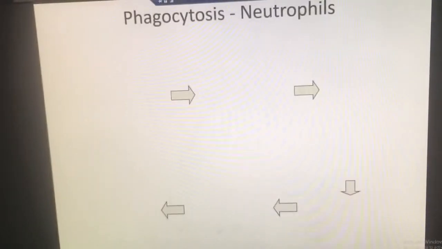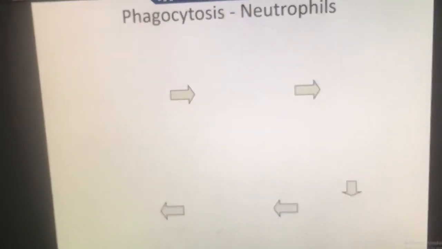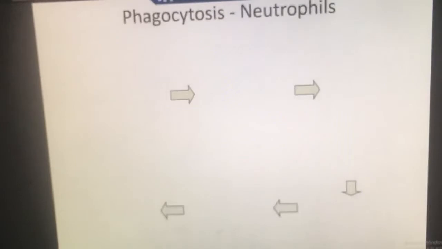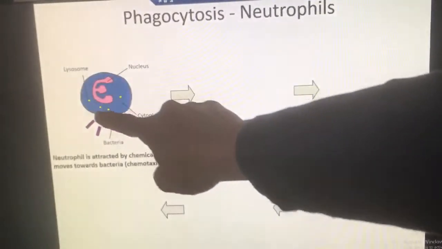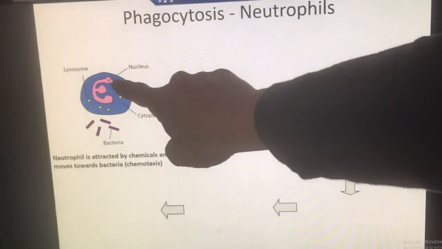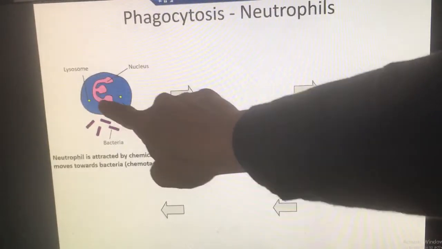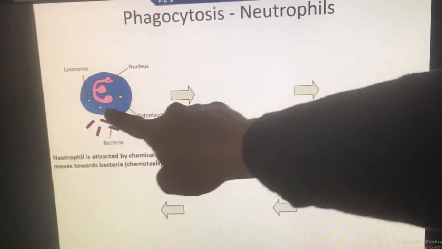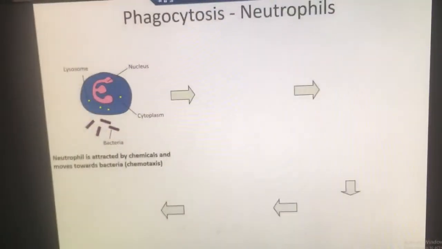So let's think about the process of phagocytosis. We're going to focus on the process of phagocytosis in neutrophils first. So this diagram here, this big blue cell here represents our neutrophil. We know it's a neutrophil because it's got this multi-lobed nucleus, and we can see the presence of lots of lysosomes within the cytoplasm of that neutrophil.